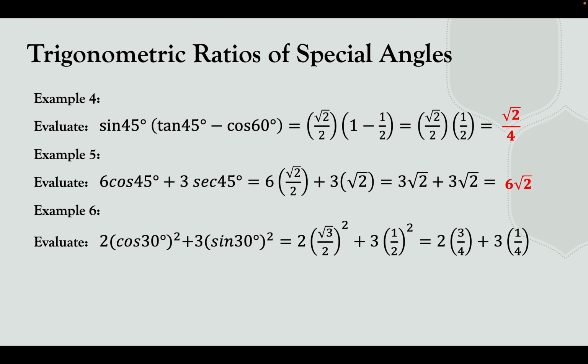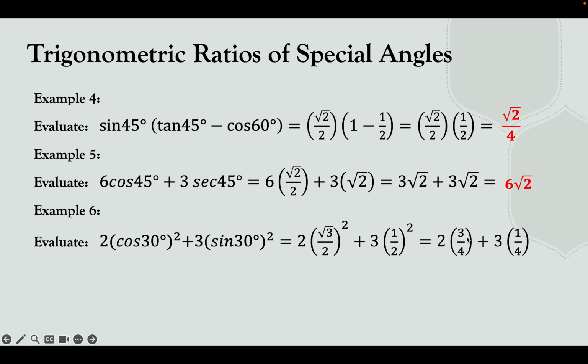And then example number 6, we have 2 cos 30 degrees squared plus 3 sine 30 degrees squared is equal to 2 times square root of 3 over 2 squared. The value of cos 30 is square root of 3 over 2. Sine 30 is 1 half, so we have 3 times 1 half squared equals 2 times square root of 3 squared, that is 3. 2 squared is 4, plus 3 times 1 half squared is 1/4.